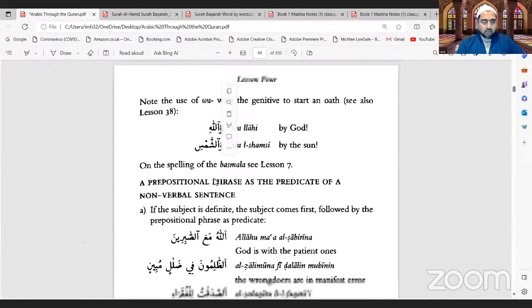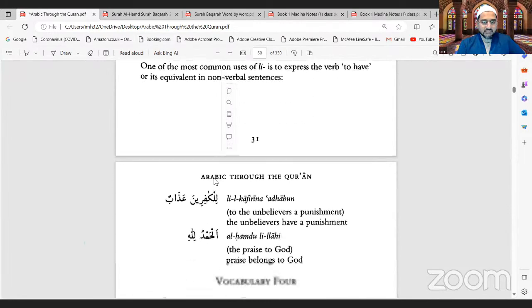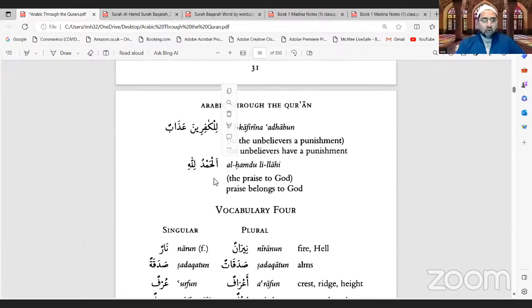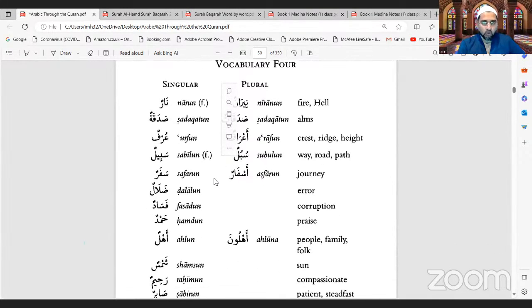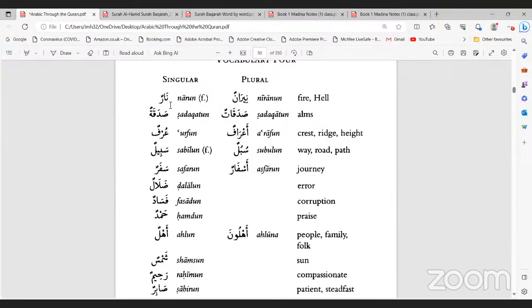Now, is this clear? Yeah, alhamdulillah. Now then what we have, I'm teaching in a different way, so that's the reason why I'm going forward. I want you to go through some of these words. Narun.